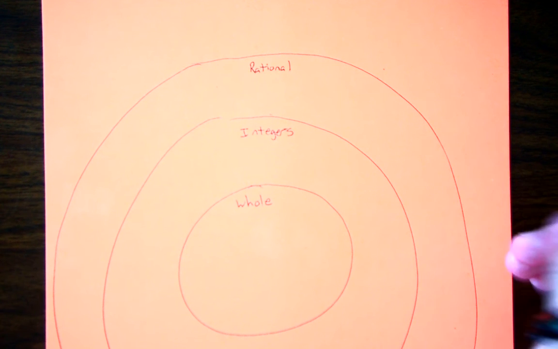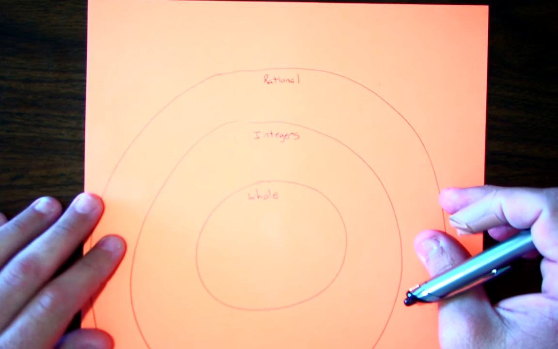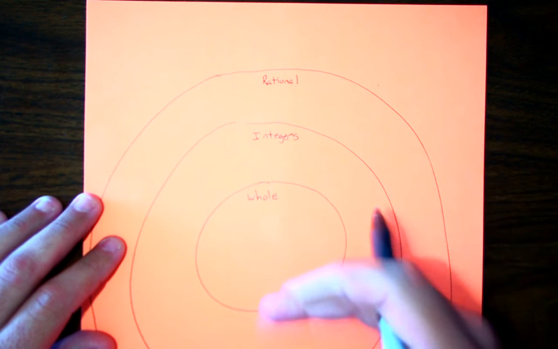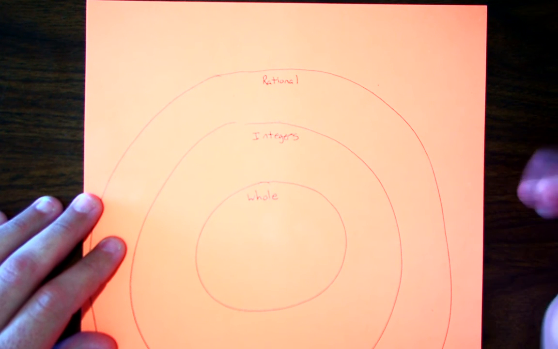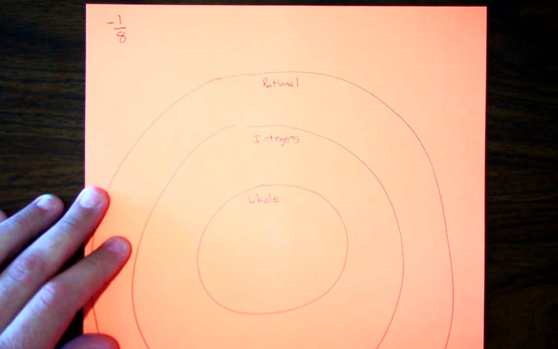Alright, so I'm going to zoom out just a little bit, and I'm going to give you 18 numbers. And your job is to place every single one of the 18 numbers in the appropriate spot. Where does it best fit? So I'm going to stop talking for a minute and just start writing these numbers down.